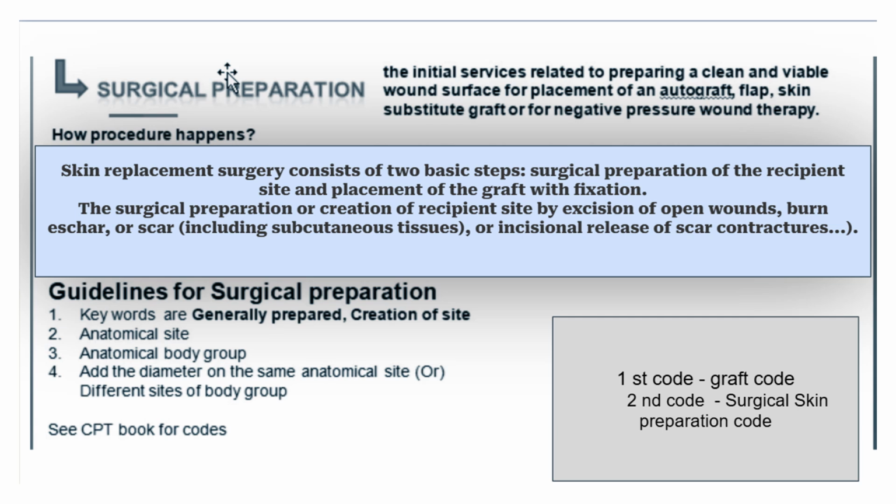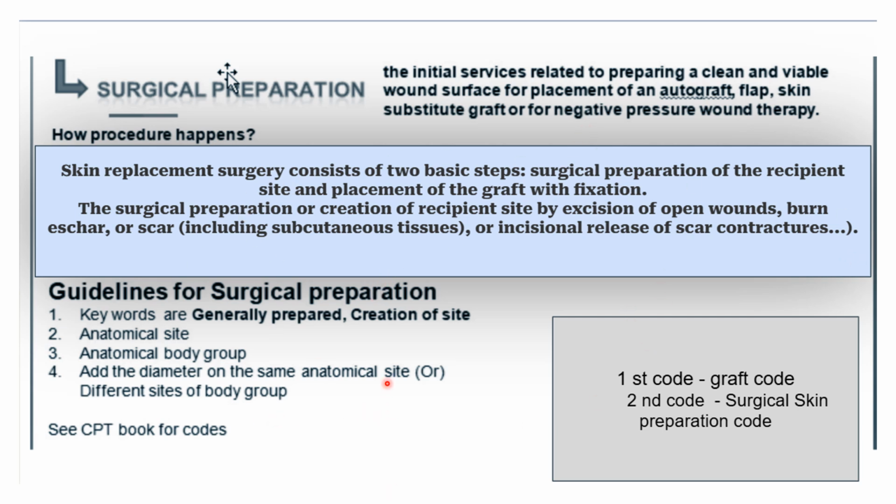From the previous slide, we know that the skin replacement surgery includes two steps. One is the surgical preparation and then the graft. So what is this surgical preparation? The surgical preparation is nothing but preparing a clean viable wound surface for the placement of a graft, flap, skin substitute graft, or for negative pressure wound therapy. And that's why it could be in the form of excision of an open wound, burn, eschar, debridement, or the scar, or incisional release of the scar contracture, that we do in the skin preparation.